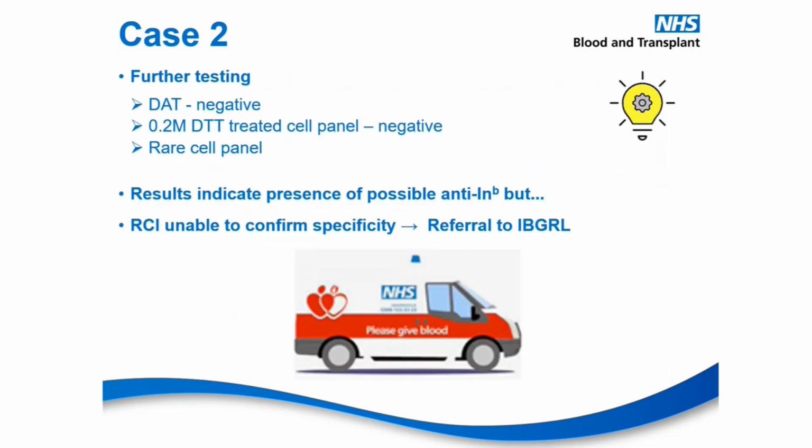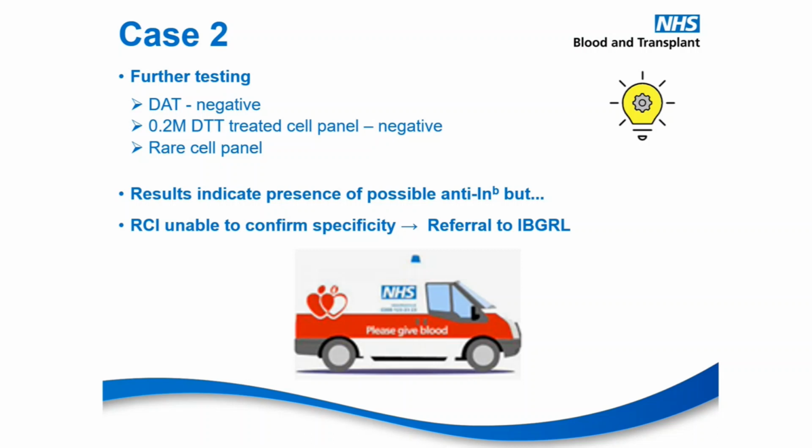So we did some more testing. The patient's DAT was negative. So we put that up even though the MCL was negative, just to make sure that there was nothing on the monospecific that we hadn't picked up before. We also used a panel of DTT treated red cells. That was also negative. Chemical treatment of red cells works a lot like enzymatic treatment of red cells. So depending on whether the antibody was positive or negative with those cells, that can be another indicator.